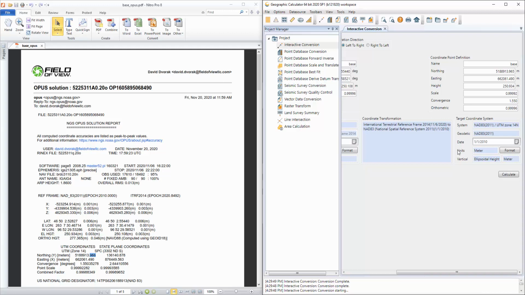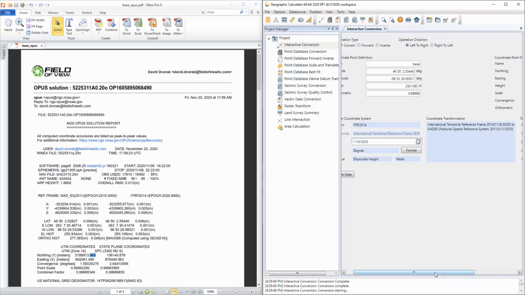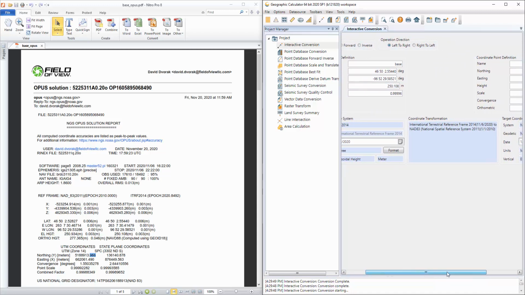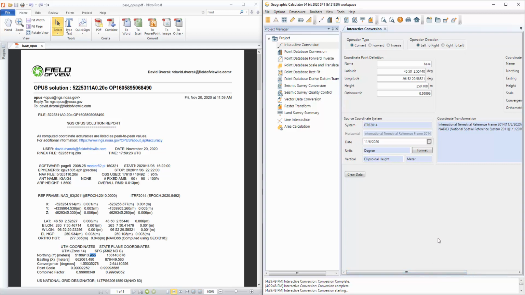So you can imagine then that this process could be done in reverse. We could just change this and convert from NAD83 2011 to ITRF 2014 or any of the other supported coordinate systems that this software offers, and it's a lot of them. So overall, this has been an example of how Geographic Calculator can be used to convert coordinates from one system to another, both accurately and easily. And this was a single point conversion. The same process can be repeated on a database of input positions, either a geotags file or something similar.